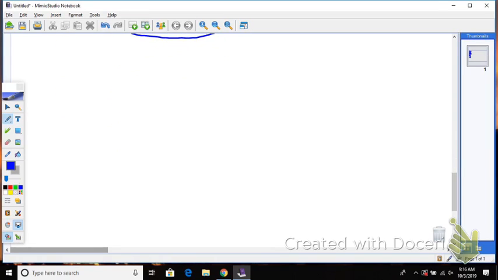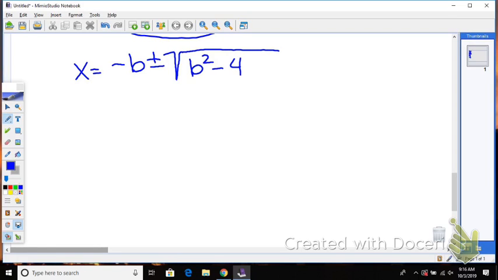All right, ready for quadratic formula? I think so. I'll write it on the board, but you're going to have it memorized at some point in your life if you don't already know. X equals negative b plus or minus the square root of b squared minus 4ac all over 2a.